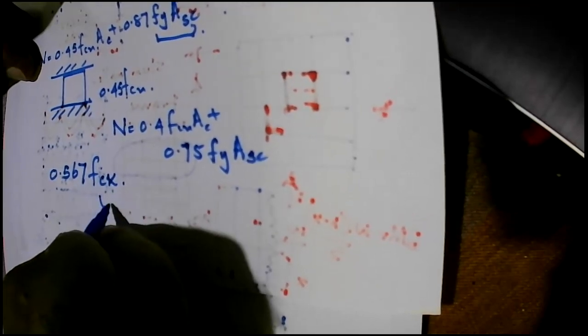So when you are using Eurocode, the axial strength is given by 0.567 FCK, where FCK is the cylinder strength. So when you are using Eurocode with the cylinder strength, you can say the same equation: 0.567 FCK AC plus 0.87 Fy AC. And if you reduce the capacity by 10%, then 0.567 into 0.9, so you can use an approximate formula like N is equal to 0.51 FCK AC plus 0.875 Fy AC.